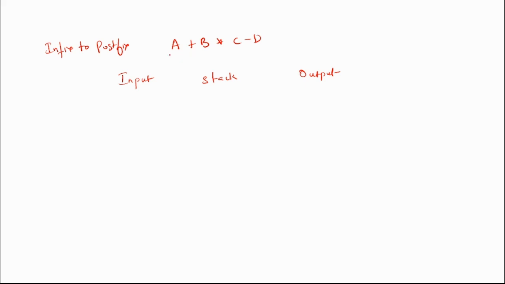While converting from infix to postfix using a stack, we know that we have to scan each and every token from left to right. First is A. A is not an operator, therefore I will not push A into the stack. I will just write A in the output. Then comes the plus operator. The plus operator is obviously an operator, therefore I'll push it into the stack. Now comes B. B is not an operator, therefore B goes to the output side.